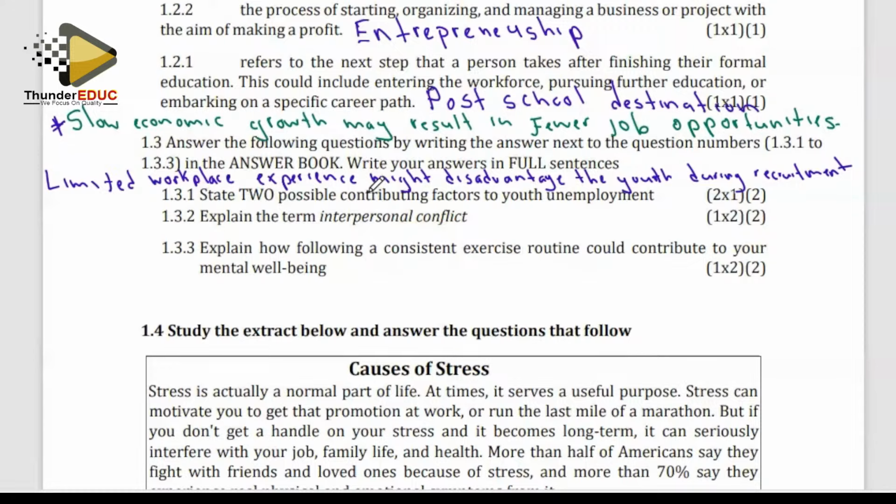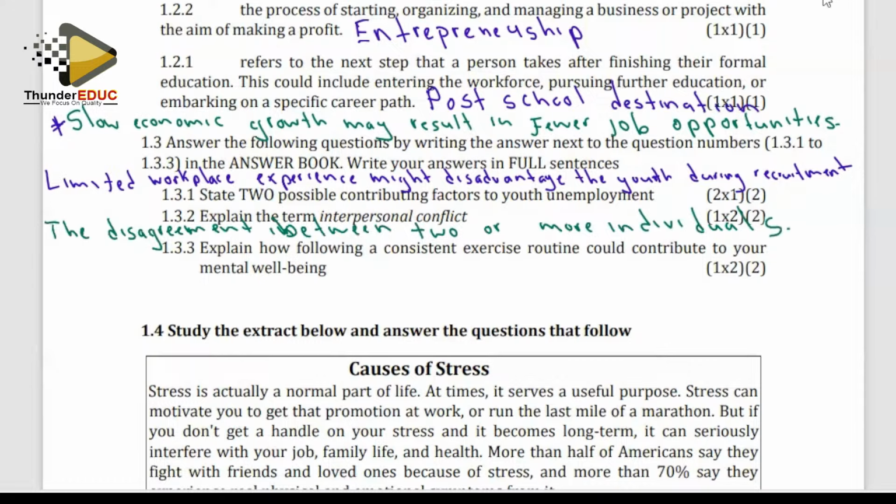Then the next question requires us to explain the term interpersonal conflict. So the question requires us to explain the term interpersonal conflict. So interpersonal conflict refers to the disagreement between two or more individuals.